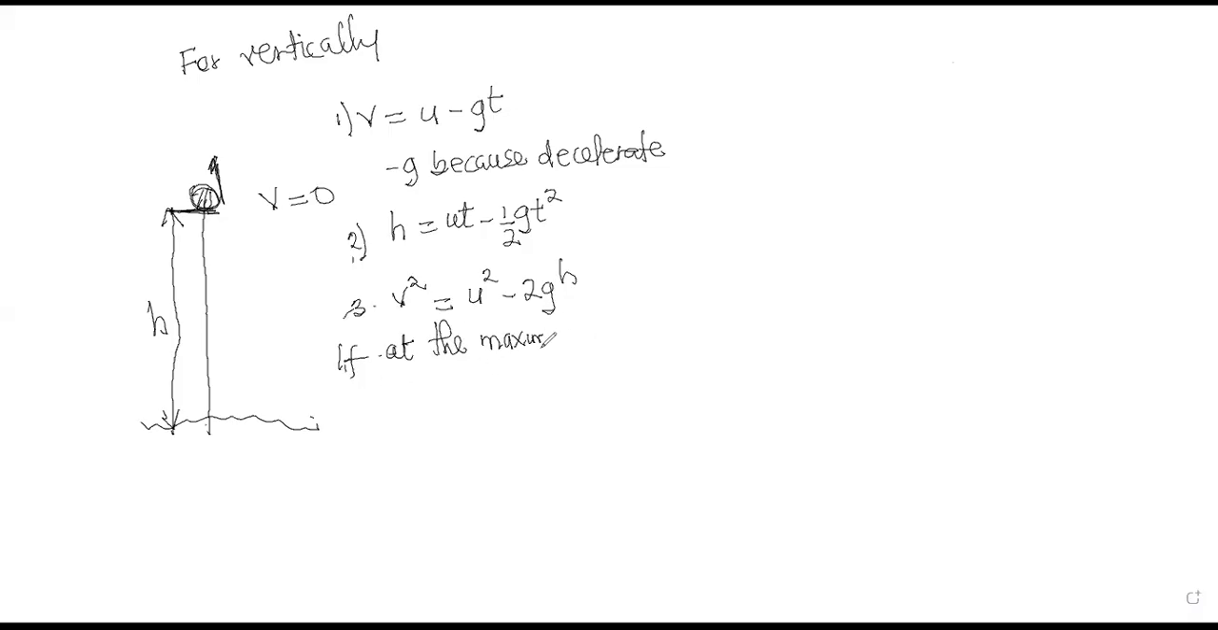So if at the maximum height the final velocity v is equal to 0, then using equation 1, we'll have 0 is equal to u minus gt. And when we make t the subject, we have gt equal to u. T therefore equals u over g. And this we said is the equation for the time taken to reach the maximum height.